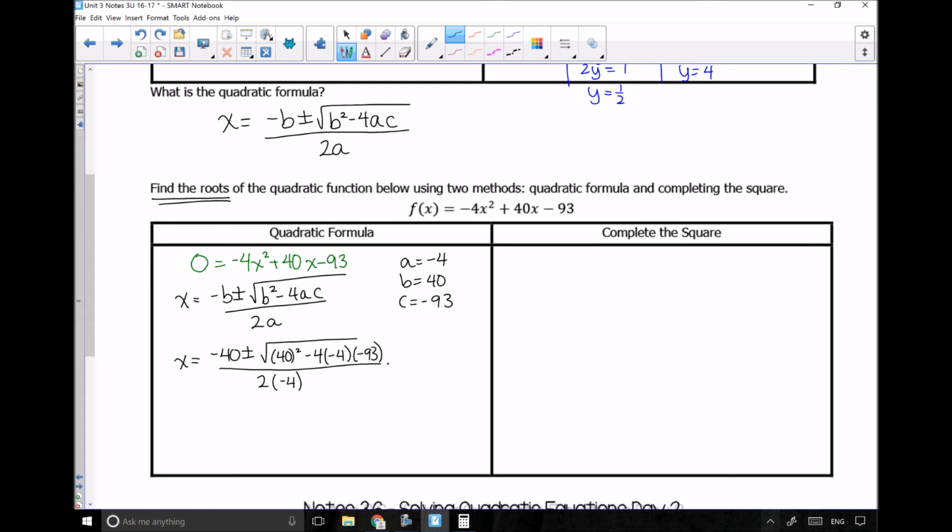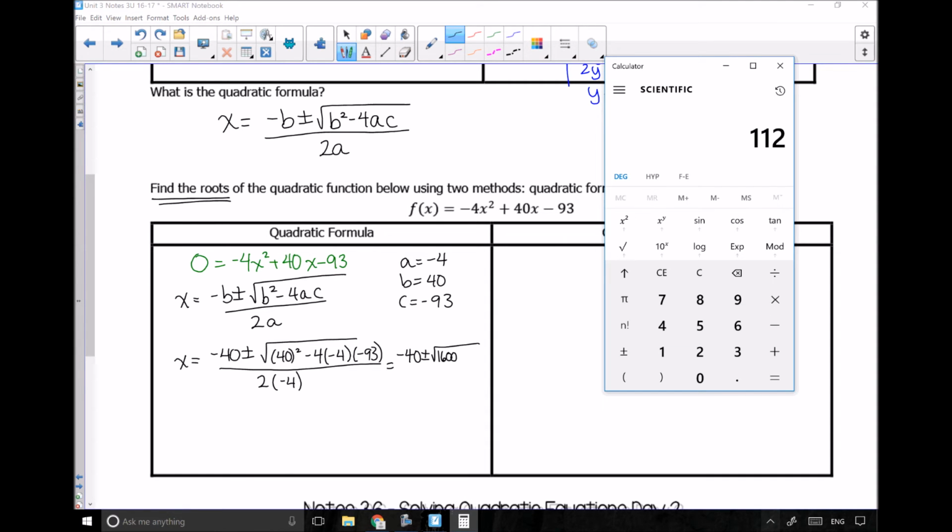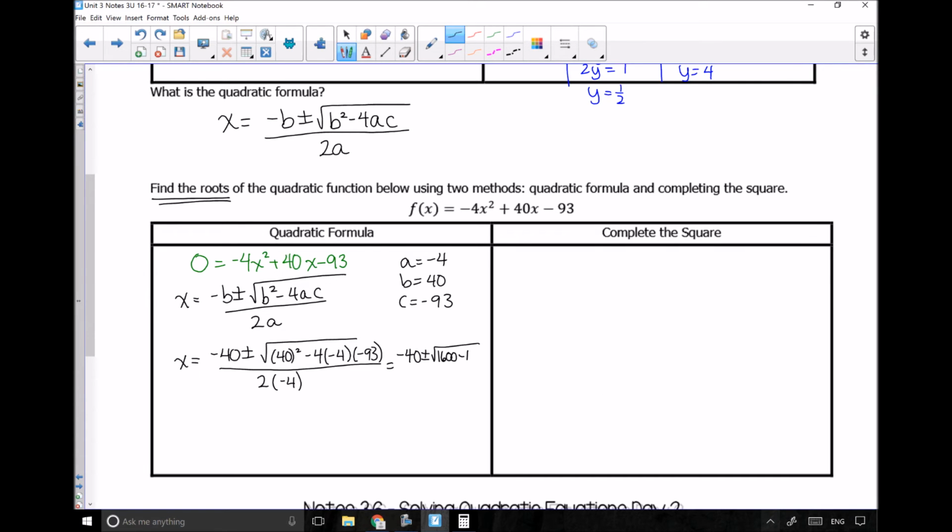Okay? So this ends up becoming negative 40 plus or minus the square root of 40 squared is 1600. And then here I'm going to multiply negative 4 by negative 4 by negative 93, and I end up getting negative 1488. So this is minus 1488 all over 2 times negative 4 is negative 8. So then this ends up being negative 40 plus or minus the square root of 1600 minus 1488 is 112, all over negative 8.